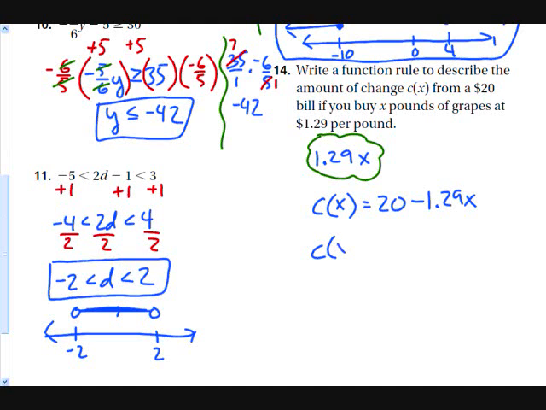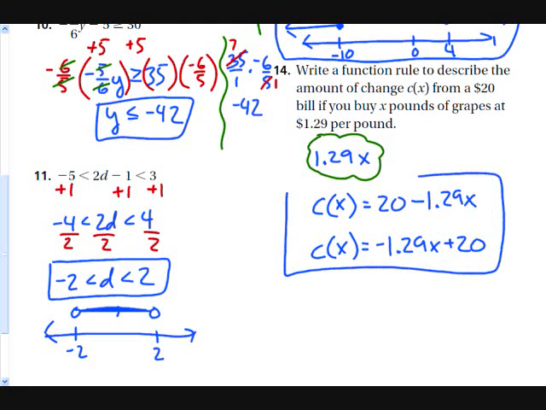Okay, and that's essentially what we're looking at when we're talking about change. If we wanted this written as more of a linear equation, we would write the variable first. We'd do negative 1.29x plus 20. And I would accept either one of these answers. They're both correct, and they both give us the correct amount of change.